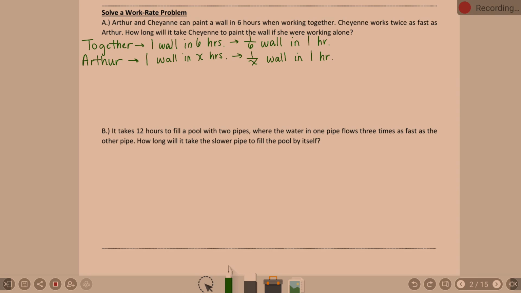So together, they can do 1/6 of a wall in an hour. Arthur by himself, well, we don't know what his total time is, so we're just going to say he can do 1/x of a wall in an hour. Now that takes me to Cheyenne. What do we know about Cheyenne?